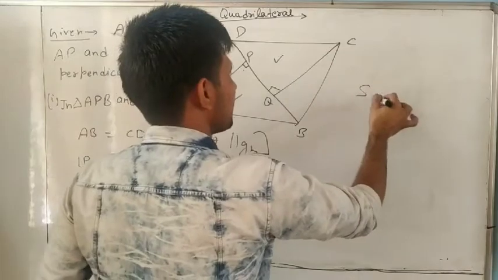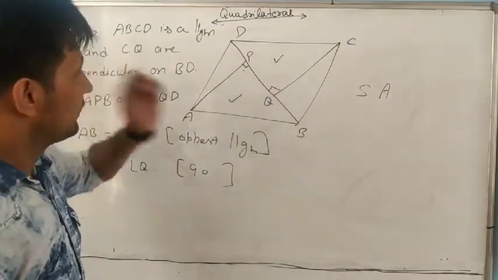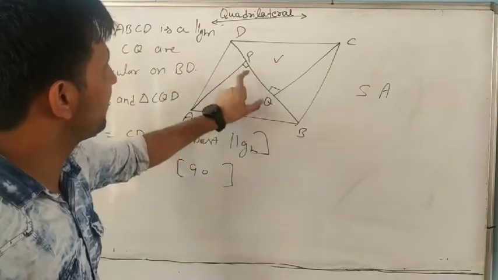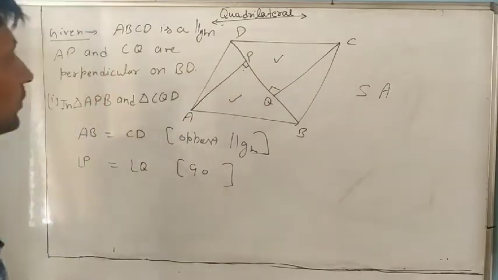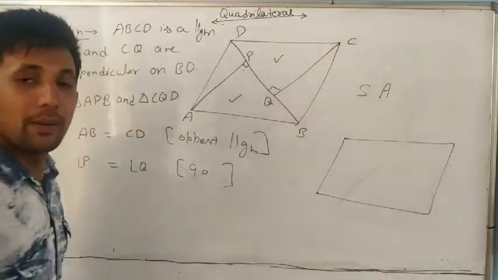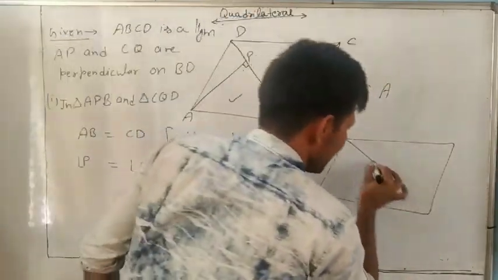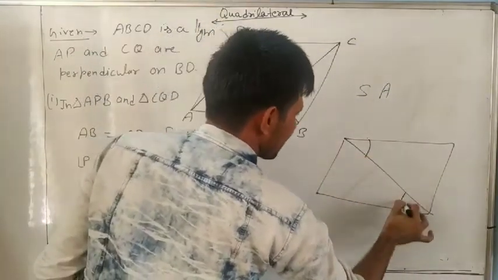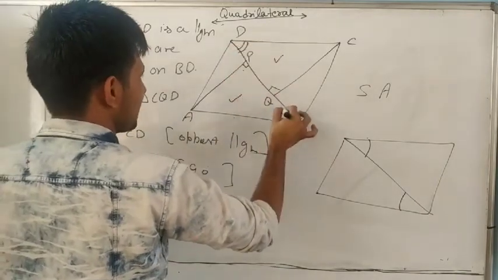So one side is already equal, one is angle. Now is any other side equal? No. BP and DQ are also not equal. Now what will we do? But now we know ABCD is a parallelogram. It means these two are parallel lines. It is a transversal, so alternate interior angles are equal. So this angle and this angle are always equal.